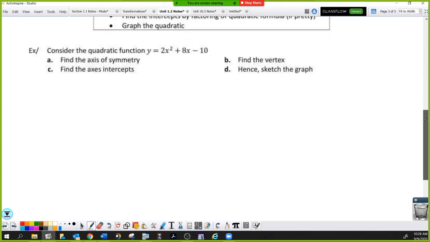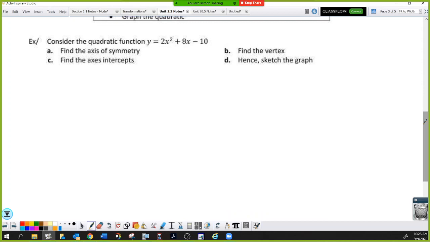So we've been asked to find all kinds of things about this, and at the very end, hence, sketch the graph. And in IB, the word hence means you have to use all the stuff you just found. So oftentimes on a test, you'll see a part A, and then it'll say find something, and then part B will say hence do something else. That means the result you just got is necessary that you use it in the next part of the question.